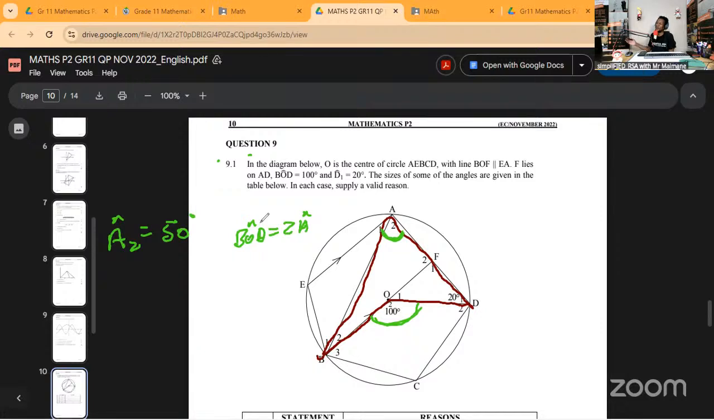So if we get this one right, this is where we collect more marks to boost, because for every distinction student, this is where you collect more marks to boost for your paper one.